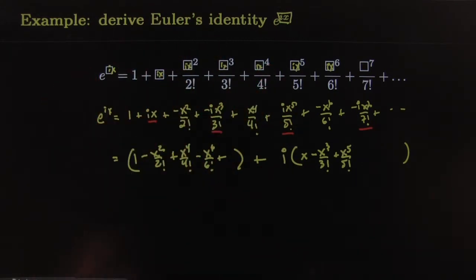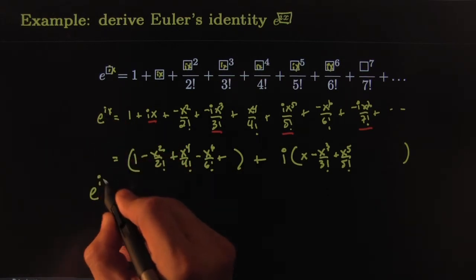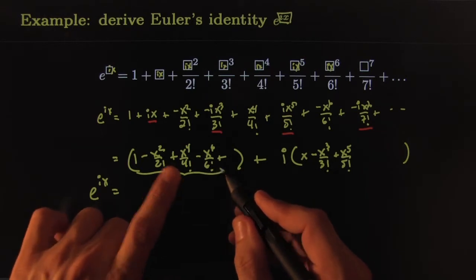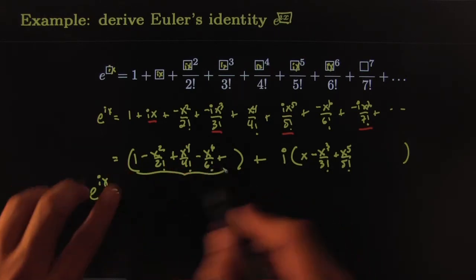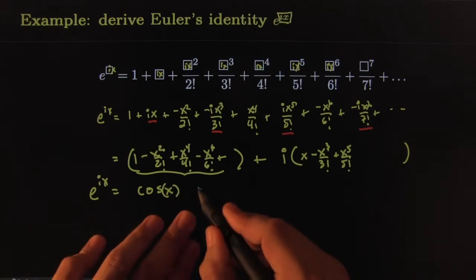Amazing, amazing. The left hand side tells you that this is e to the ix, and this should look familiar because we just did it a few minutes ago. This is the famous expansion for cosine of x. Stop me if I'm lying.